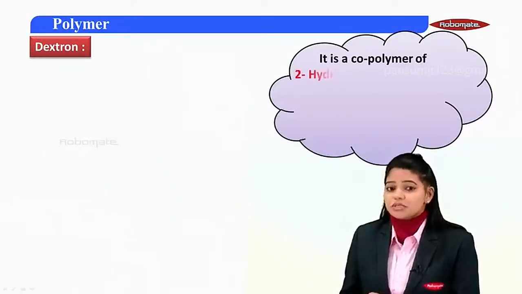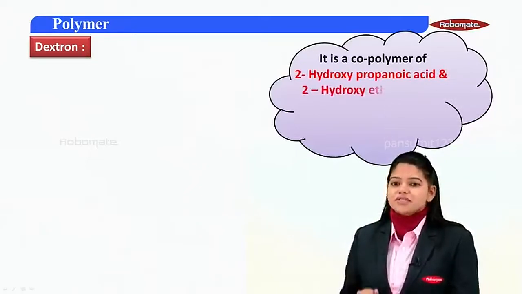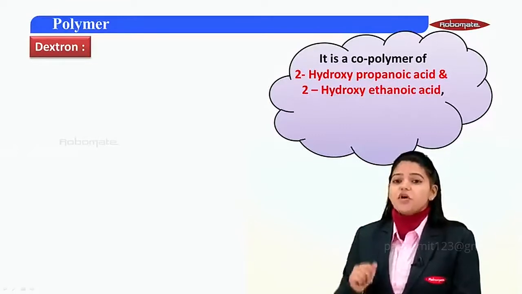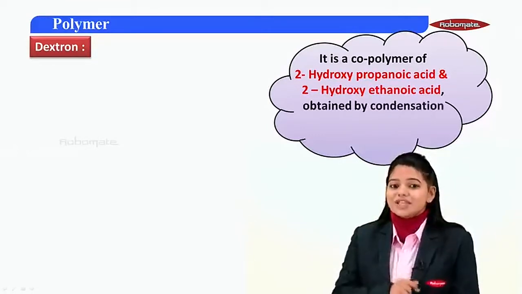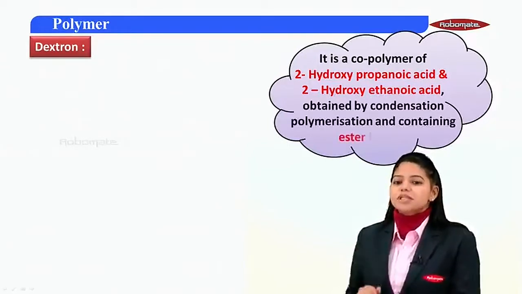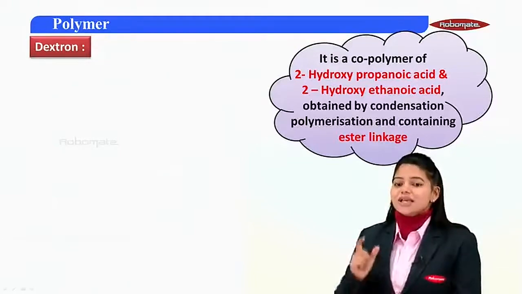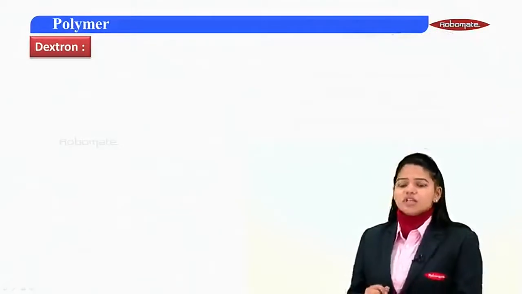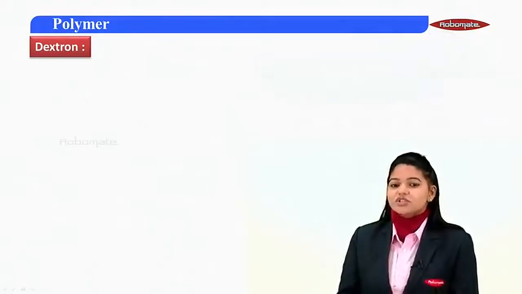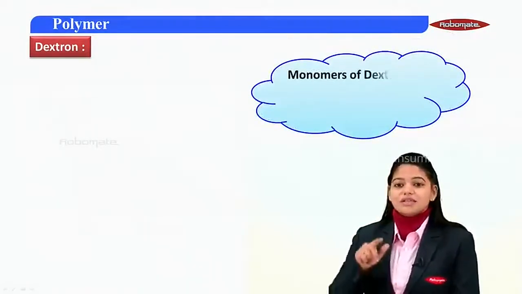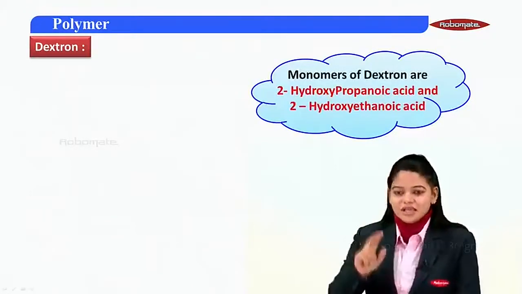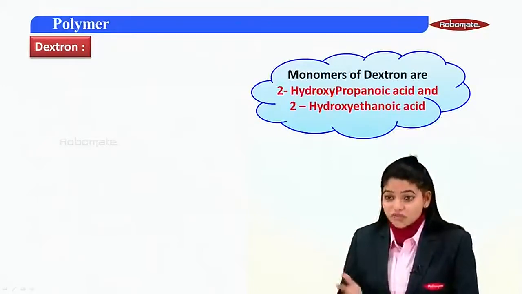Which are these two monomers? 2-hydroxypropanoic acid and 2-hydroxyethanoic acid. These monomers join to form a polymer by condensation polymerization, and the linkage present between these two monomers is ester linkage. Now which are the two monomers used for Dextron? As we studied in the definition, the two monomers used in Dextron are 2-hydroxypropanoic acid and 2-hydroxyethanoic acid.